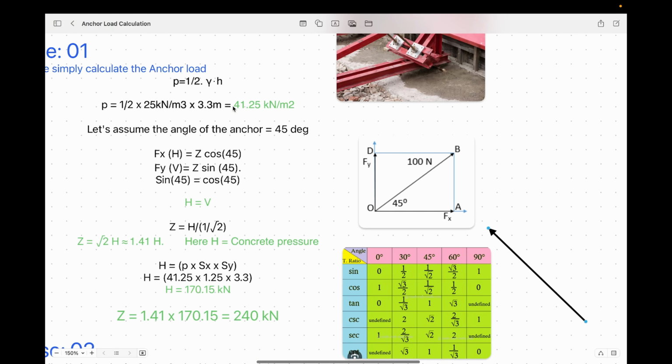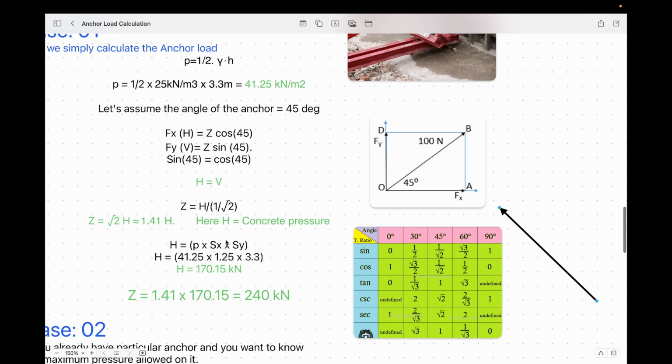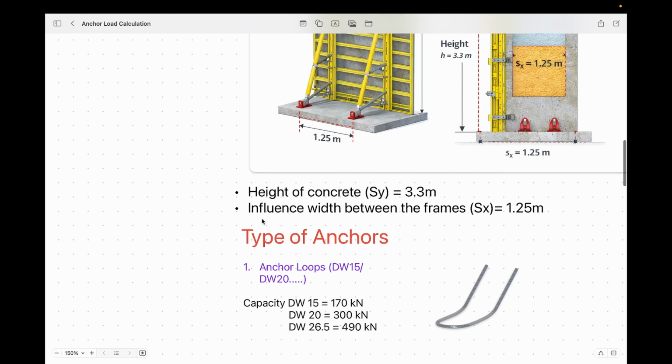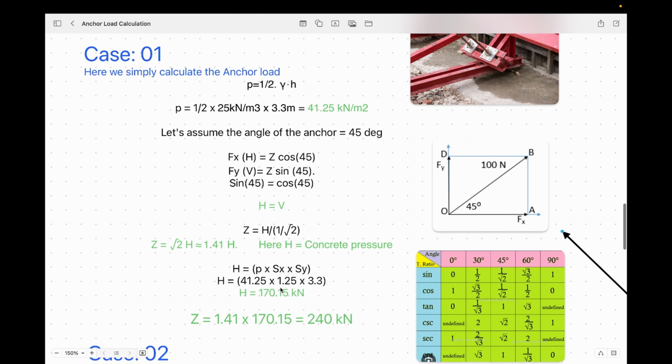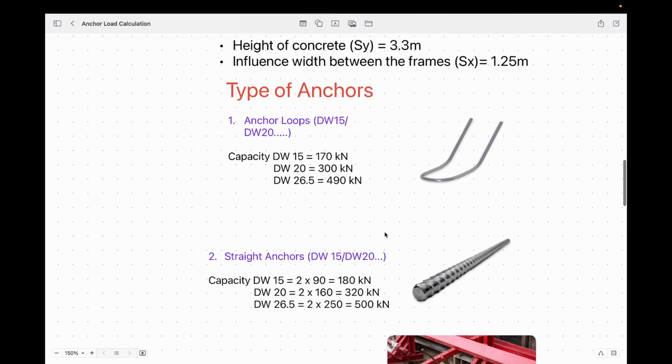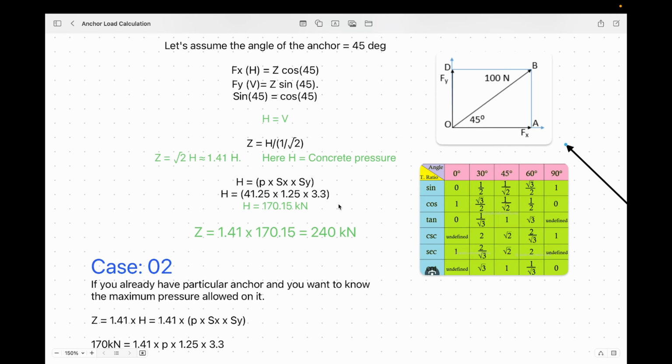The concrete pressure we already calculated is 41.25, and Sx is the influence width between the two frames, which is equal to 1.25. Sy is the height of concrete, 3.3. It's already mentioned here, guys. Now we got the H value as 170.15 kilonewton. So Z is equal to 1.41 multiplied by 170.15. We got the total value as 240 kilonewton. This 240 kilonewton is nothing but the force acting in this direction.